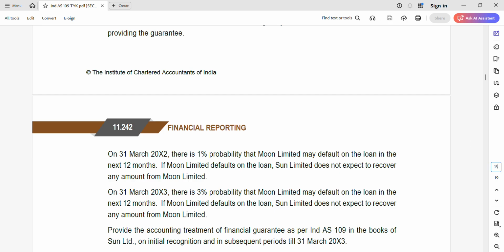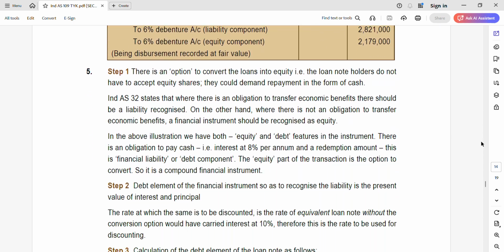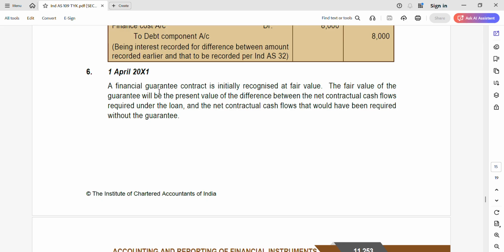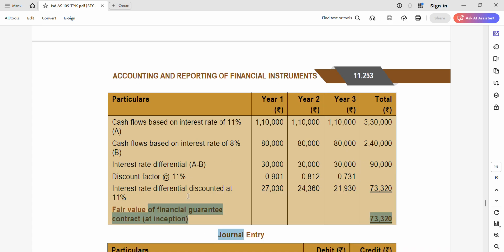Now let's take a look at the entry we saw. The 73,320 which we just arrived at, where is it? First we got a brief on the financial guarantee concept as per Ind AS 109, because 1 mark will be rewarded for that. The next step is the fair value of the financial guarantee. The present value of the net interest saved will be 73,320. This 30,000 which we just saw is nothing but the difference between the interest that the bank would have imposed if the guarantee had not been given by the holding company, and the interest amount that is actually imposed after the holding company gave the guarantee to the subsidiary company. This is the concept.